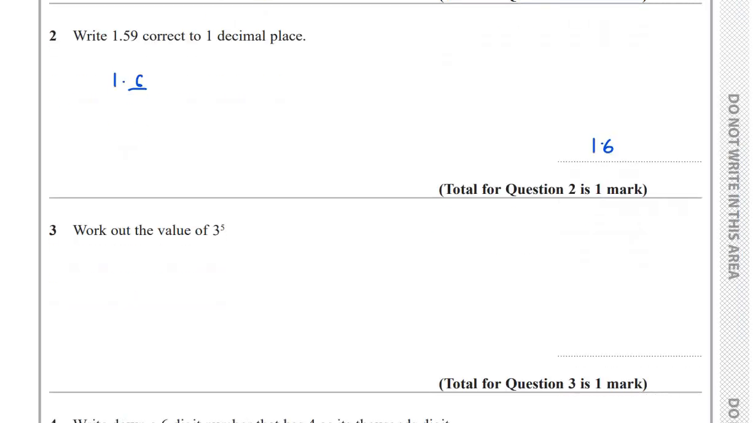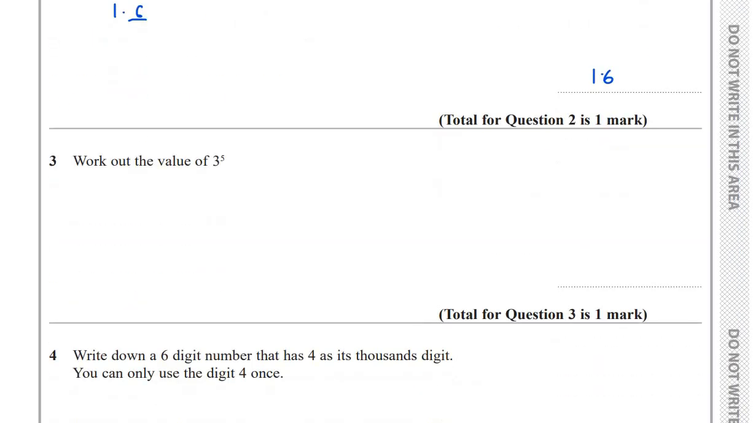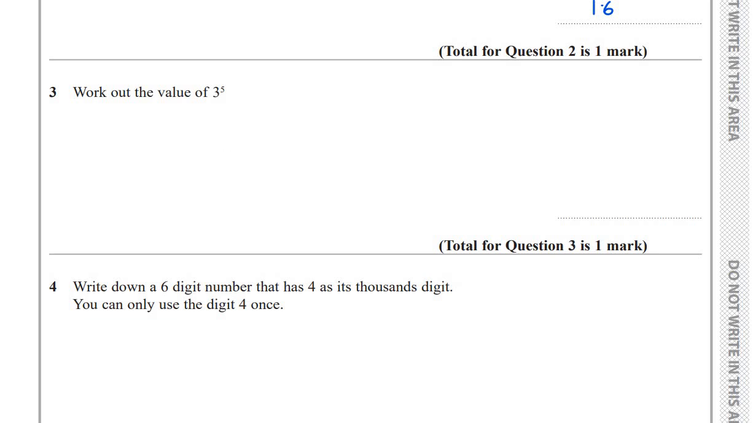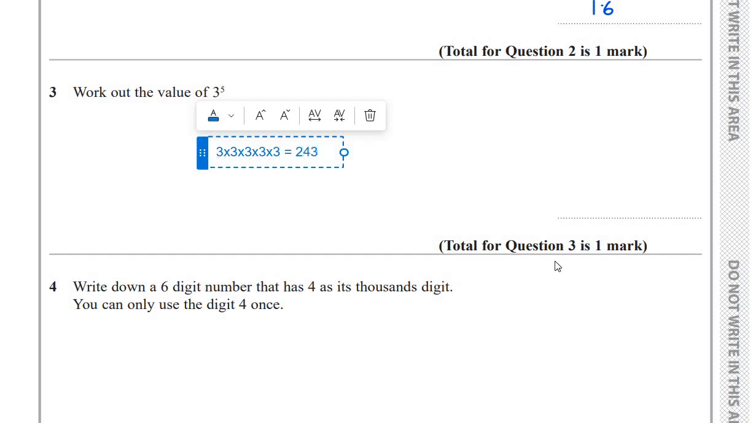Next we have 3 to the power 5. That means you need to multiply 3 five times to itself. 3 times 3 times 3 times 3 times another 3, and that will give you 243. So that is the answer.